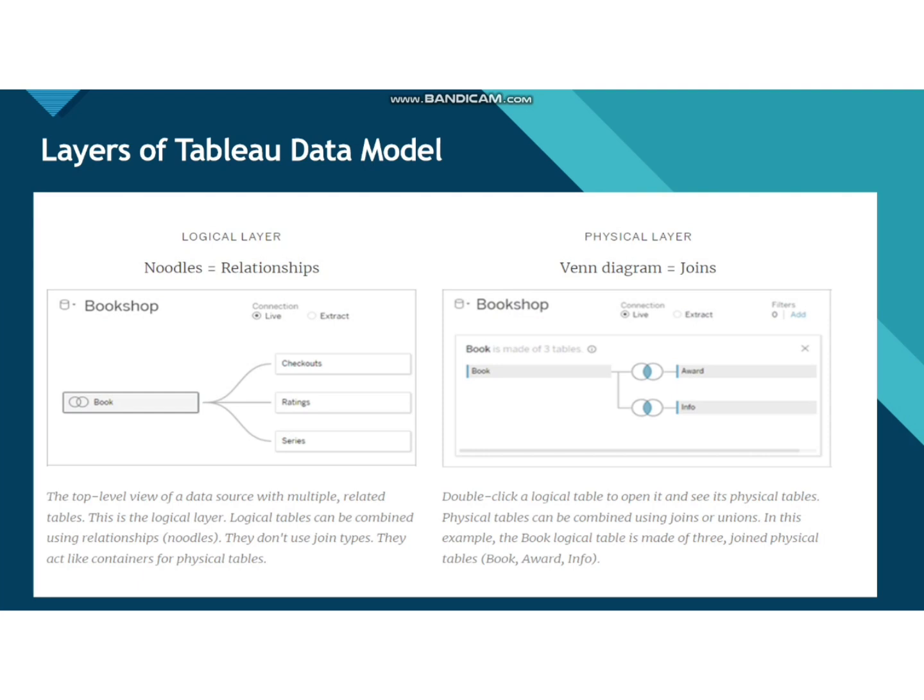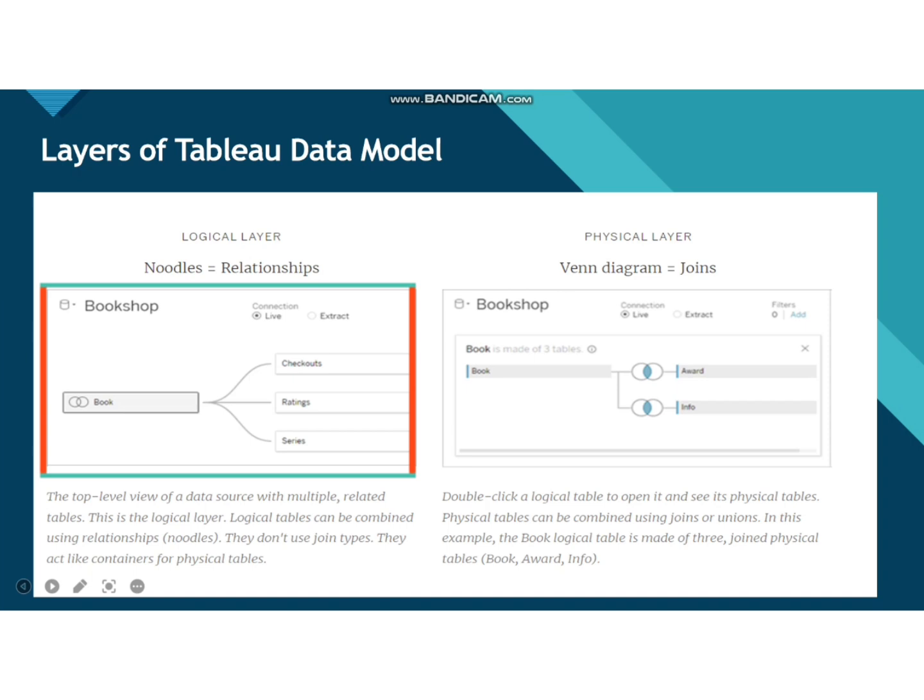Let's understand how logical layer and physical layer look in Tableau. If you have a look over here, this is a sample example I have taken to explain logical layer and physical layer. On the left side we have logical layer and on the right side we have physical layer. And as I said, in Tableau we call relationships as noodles, and joins we represent using Venn diagrams.